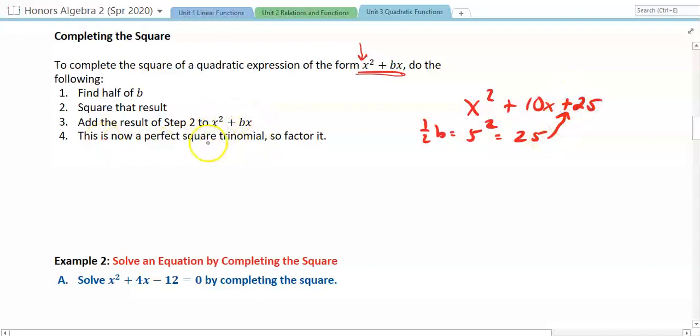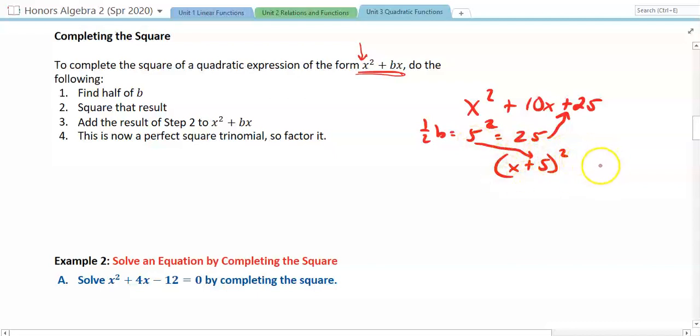And then it says this is a perfect square trinomial, so now we're able to factor it. So my x's come out, my 25's come out, and the whole point of this is that this works out because x plus 5, this number here, squared, is the factorization.